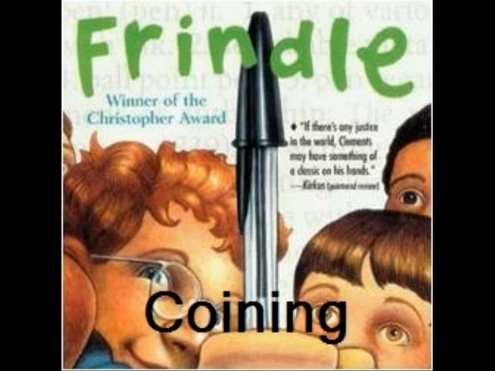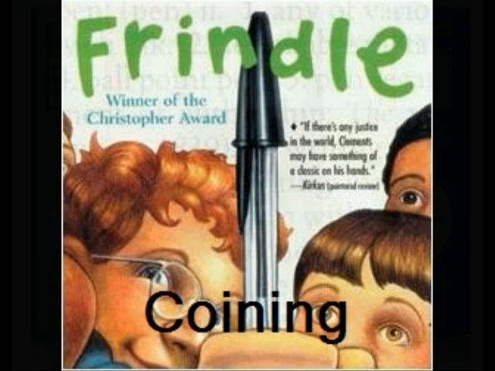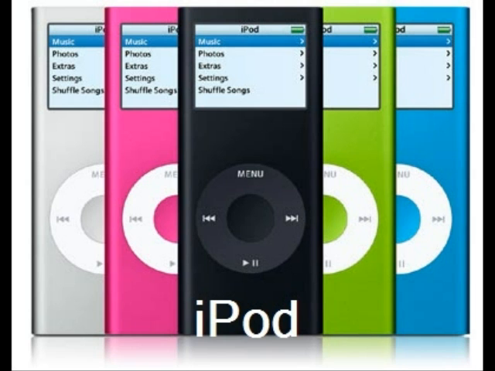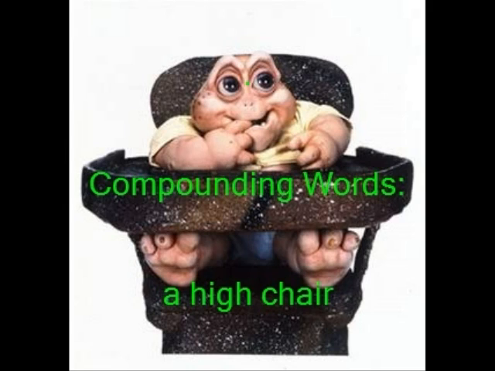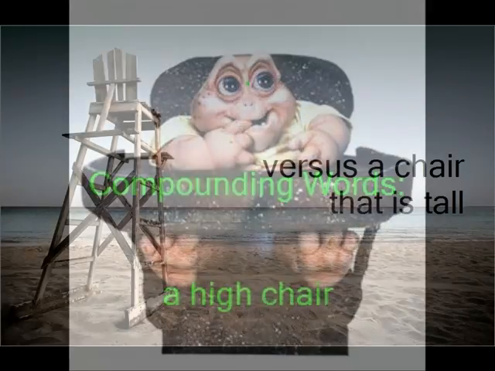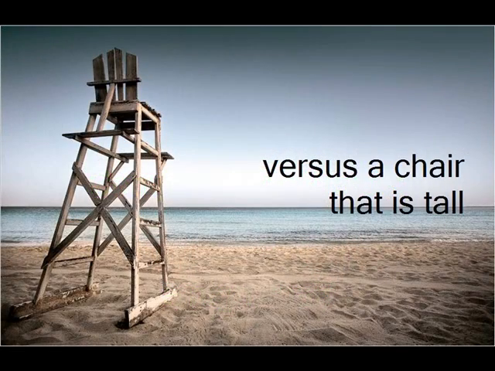Coining refers to the invention of a new term to describe something. The book Frindle by Andrew Clements is a good example of coining. A student coins the term frindle to mean a pen simply by getting all the people he knows to use the term. However, this is an unusual way to coin a term. Most people coin a word by inventing something new, like an iPod. Another way to make new words is compounding words, or putting two words together to mean something new. For example, the word high chair specifically means the tall, safe seat you put a baby in, not just something you sit in that is tall.